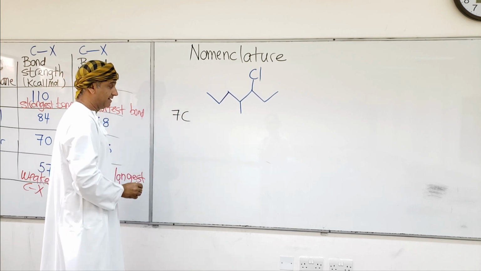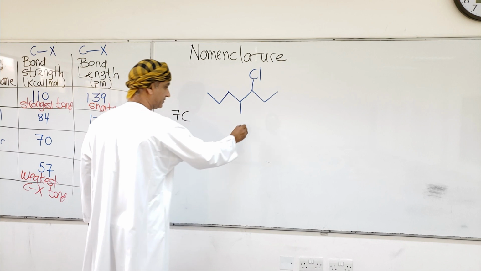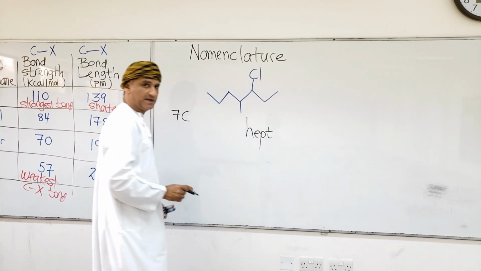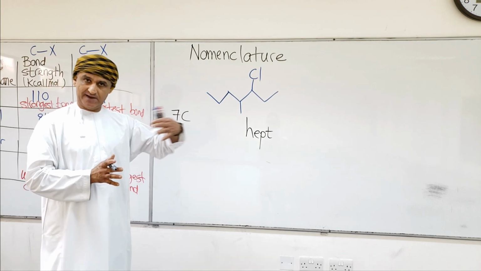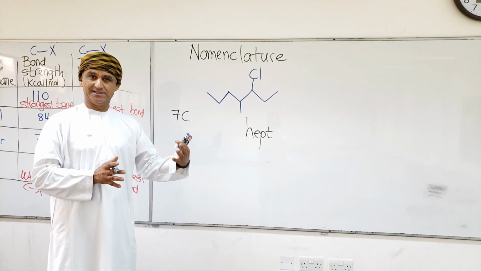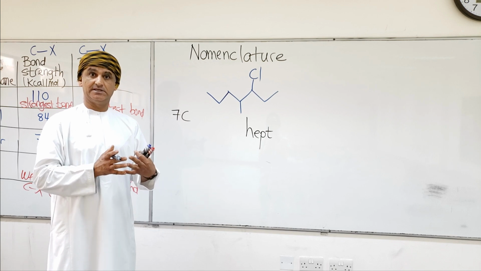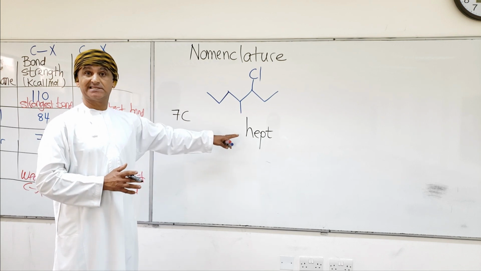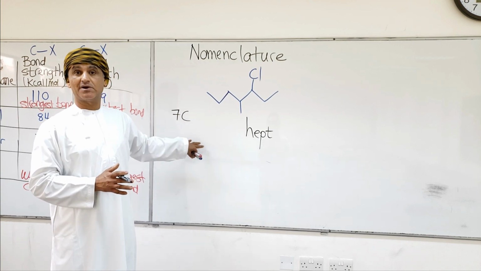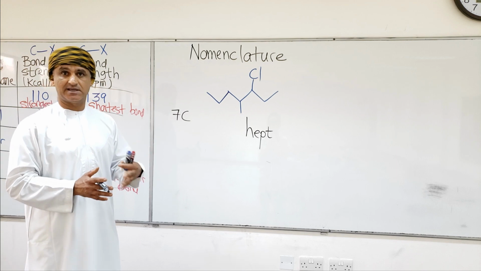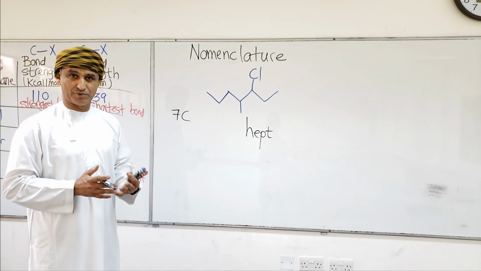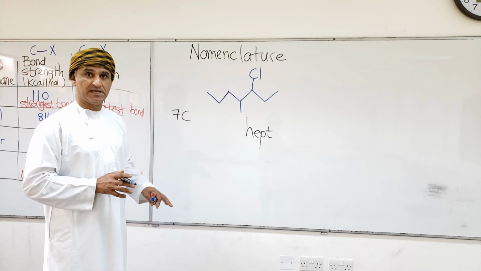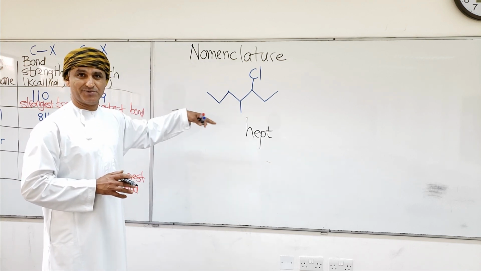So there are, in this example, 7 carbons, which means that the root is hept. Hept is the root, remember the root, and then what's after the root is the suffix. The suffix tells us about the functional group or the family of the organic compound. The root tells us about the number of carbons. Whatever we write before the root, the prefix, tells us about the substituents or the branches that are on the chain.